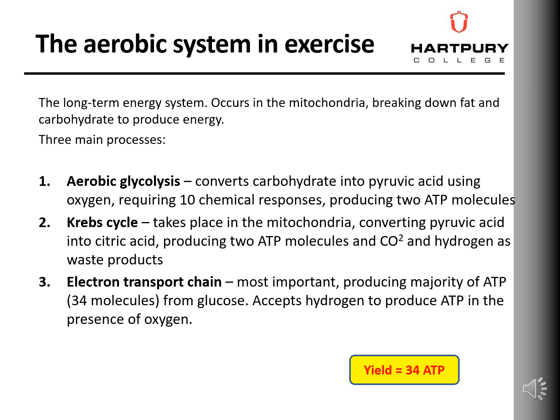Those 2 ATP molecules are again used in that process and will be used by tissues along the way. Finally, the electron transport chain is the most important. It produces the majority of ATP, the 34 ATP from glucose, and accepts that hydrogen to produce ATP in the presence of oxygen, creating that yield of 34 ATP in total.